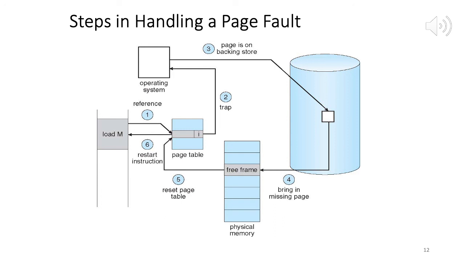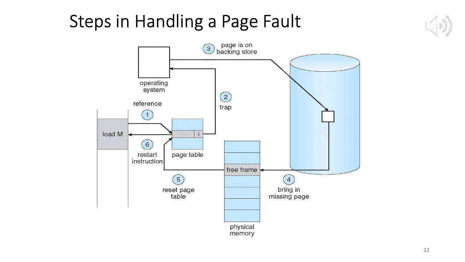Once we have found a free frame, we bring the missing page into the free frame. Note the size of a page and a frame are the same. So whatever data and instructions we had in this particular page, which contains load M, we bring all of that into an appropriate frame.